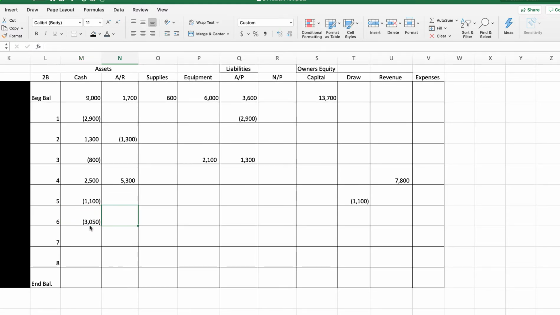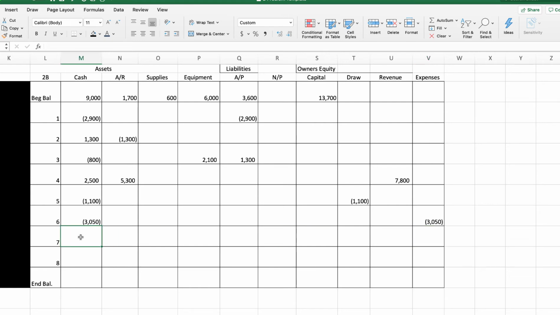Okay. Well, all these are expenses. Salaries expense, rent expense, advertising expense, they're all expenses. So guess what? I'm going to expense them. Now, I know we had a lot of confusion in class, but mathematically we need this accounting equation to be in balance. So if I subtract cash, I'm going to deduct $3,050 in expenses. Okay?